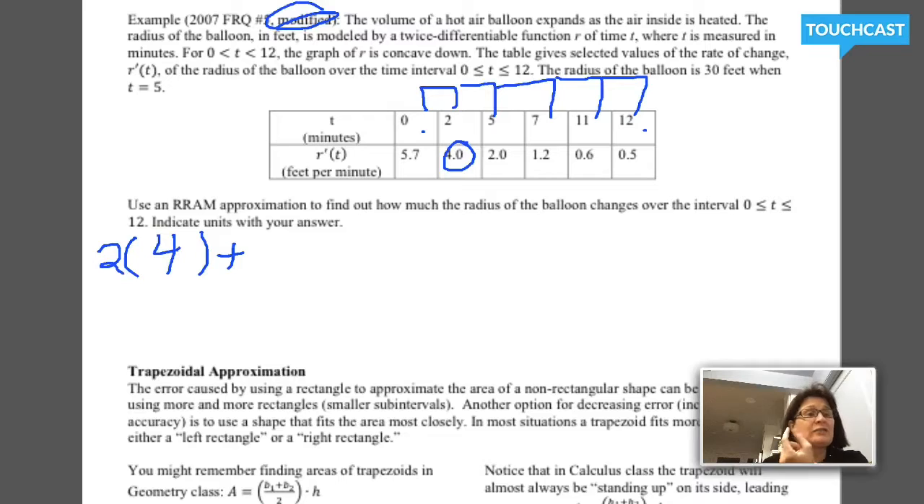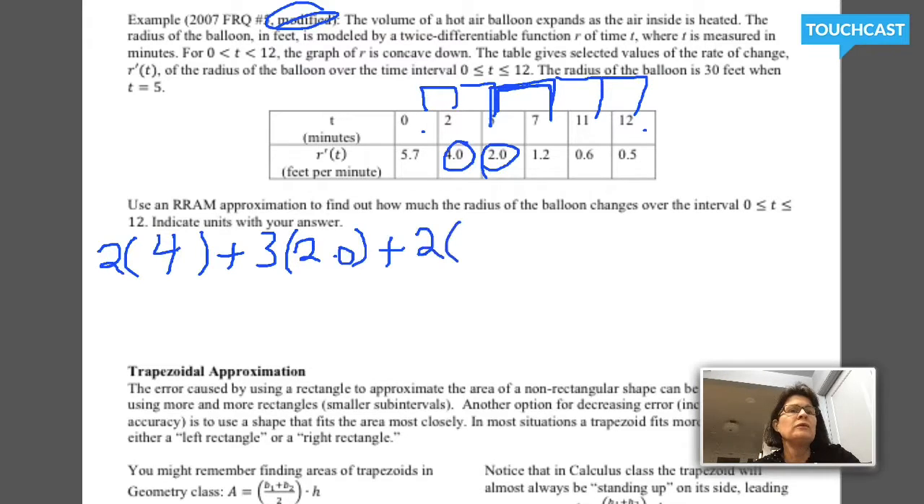My second rectangle covers the distance from 2 to 5. That's a distance of 3. And what height am I going to use? I'm going to use 2.0. That's the height from the right endpoint of the interval 2 to 5. My third rectangle covers from 5 to 7. That's a width of 2. The height 1.2.